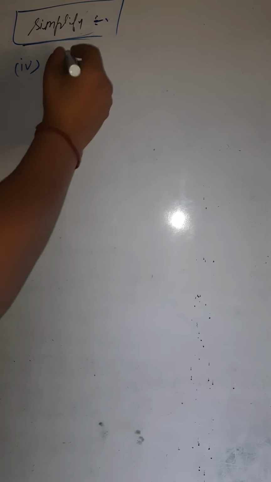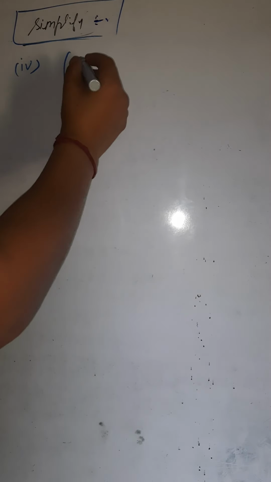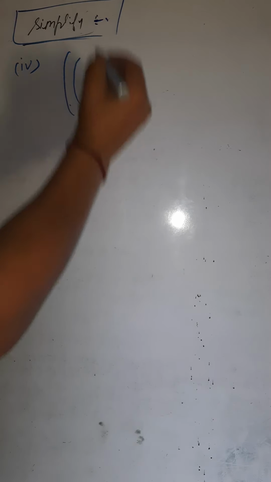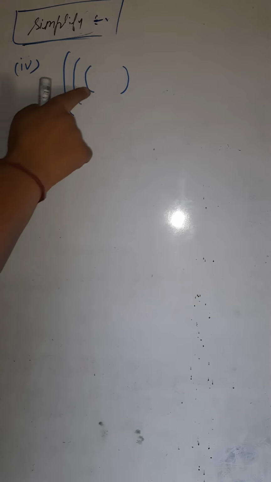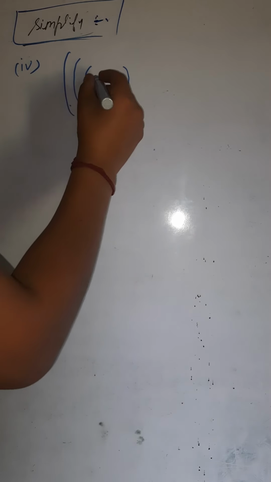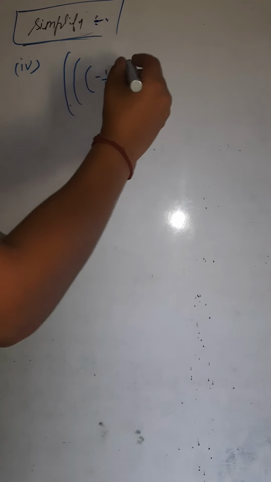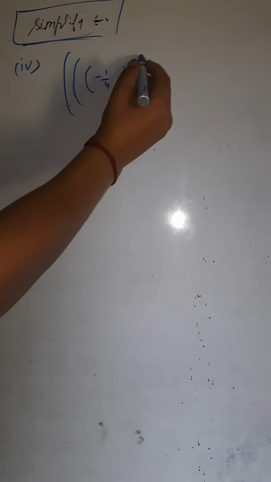And now let me write the fourth question. The first bracket is there, starting the bracket. Then again the second bracket is going to be started. Then there is a third bracket also. Inside the third bracket, look here, there has been written minus 1 by 4, and then the whole raised to the power 2. Then this bracket is also to be closed. So I would close this here.